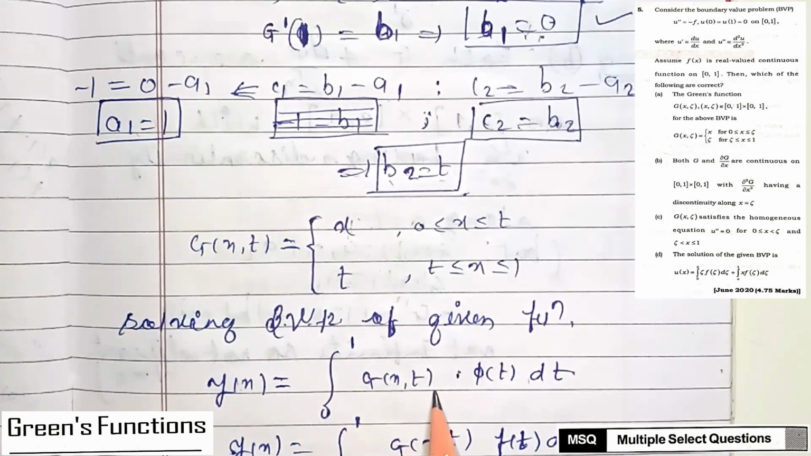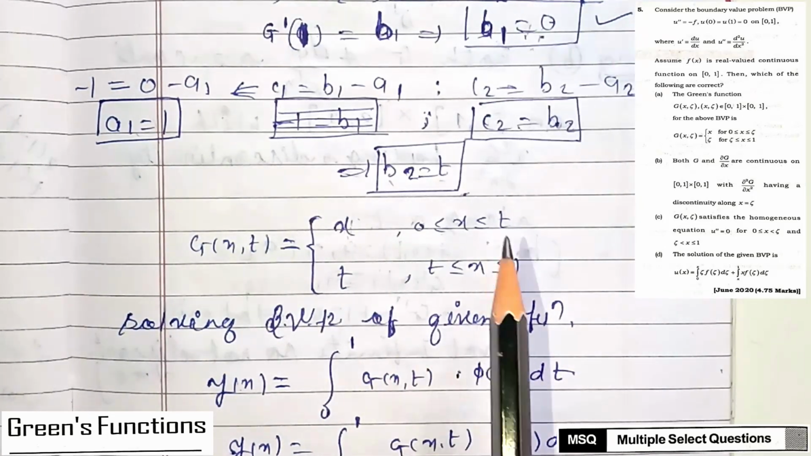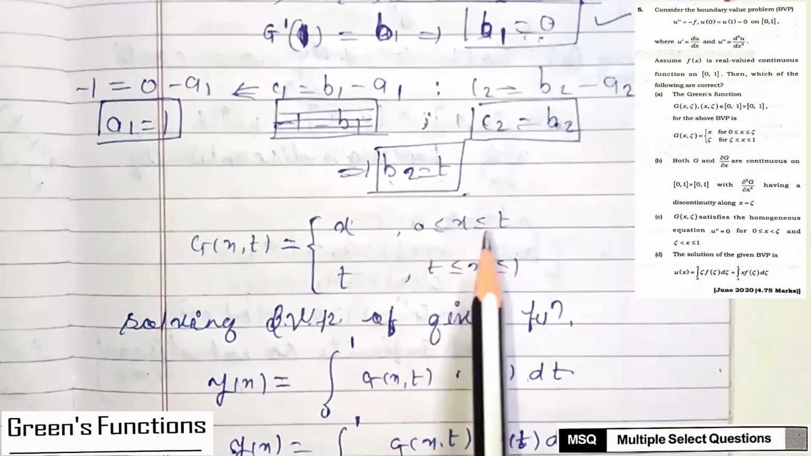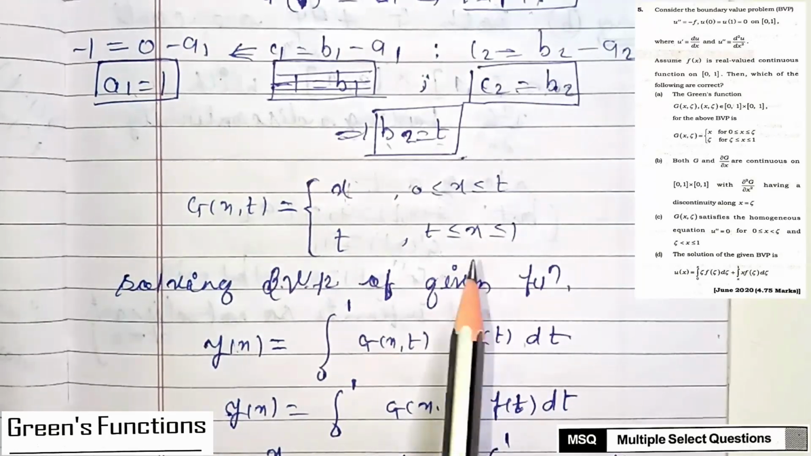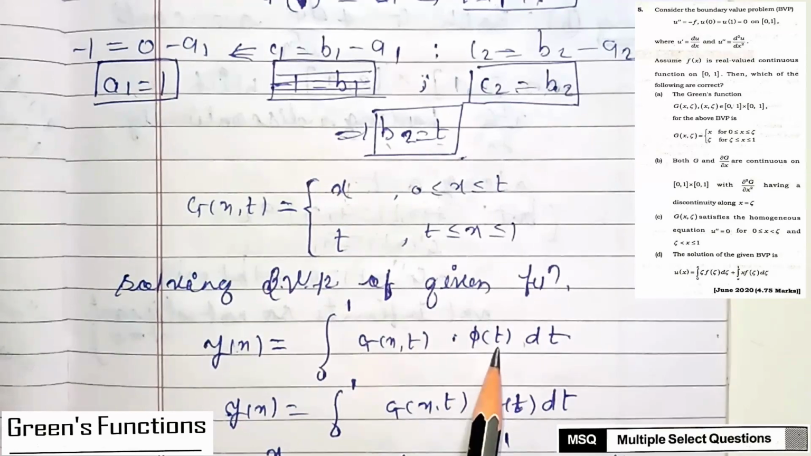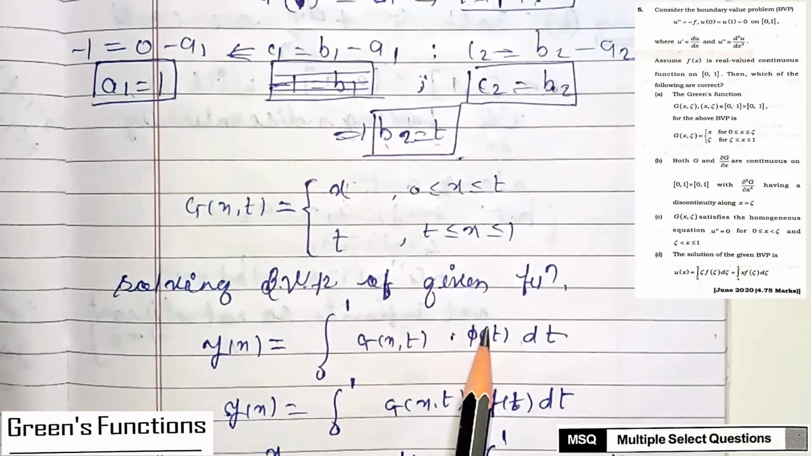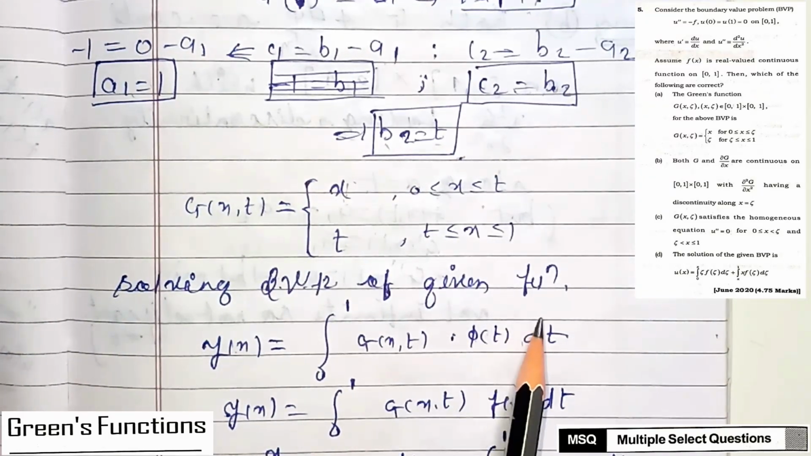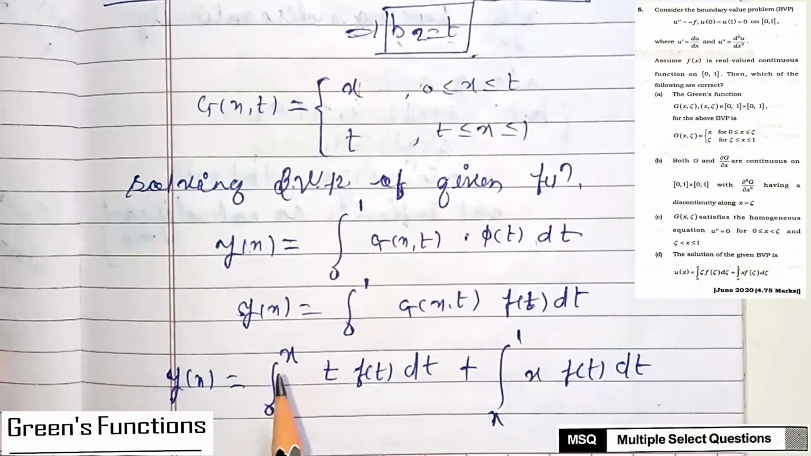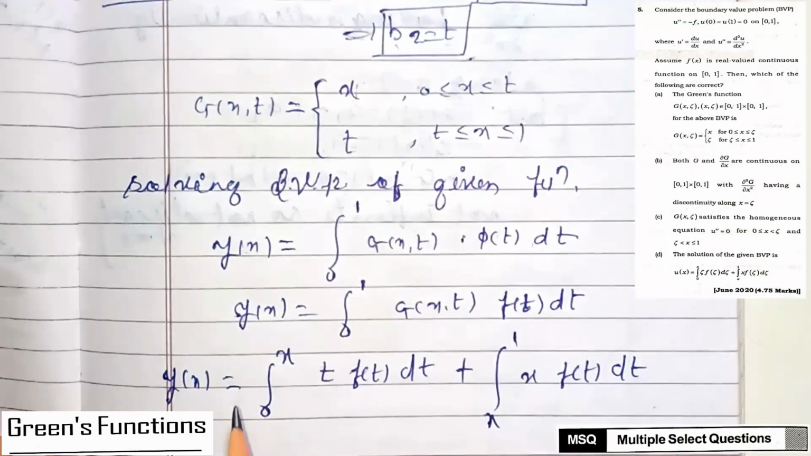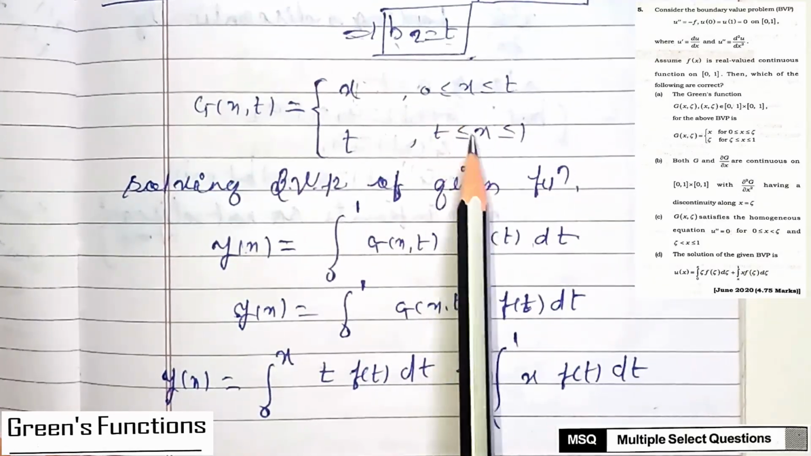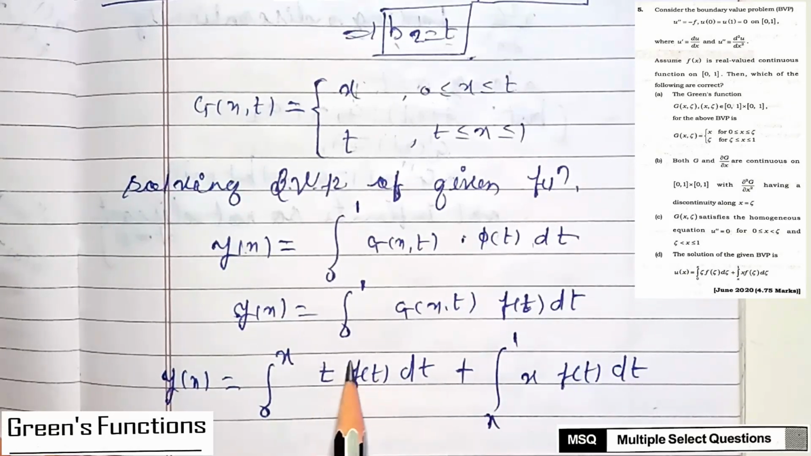So g of x, t: we have g for 0 to t and t to 1. So convert that integral 0 to 1 into 0 to t and t to 1. Here g of x, t phi of t, as we have here f of t. This phi of t is given as f of t in our function. So convert this integral for these two Green's functions: 0 to x and x to 1. 0 to x, because the integral is in the form of t, so we take 0 to x, g of x, t f of t dt.